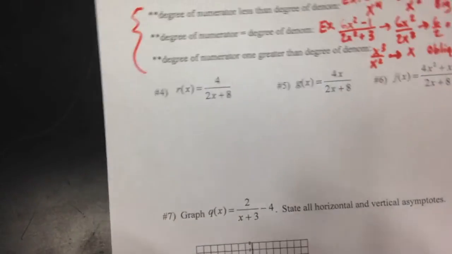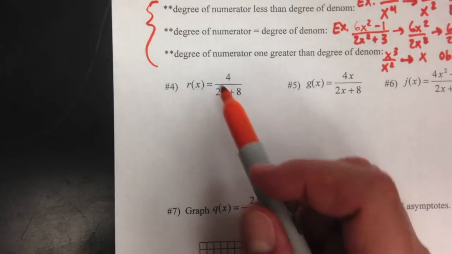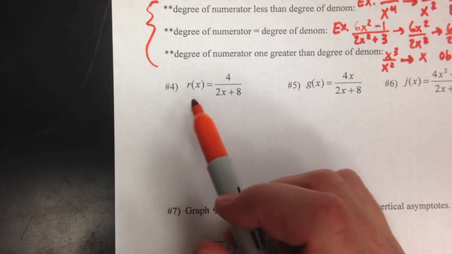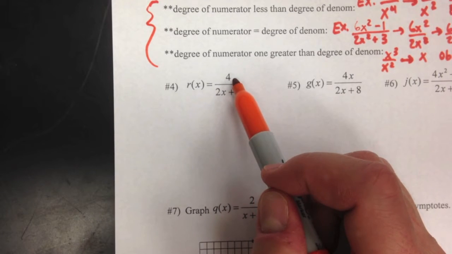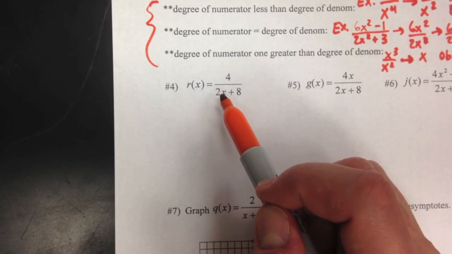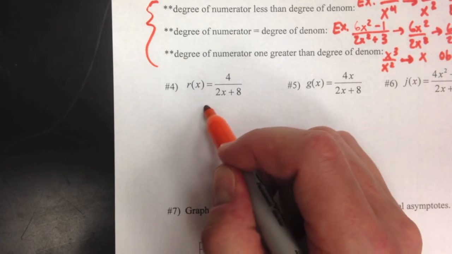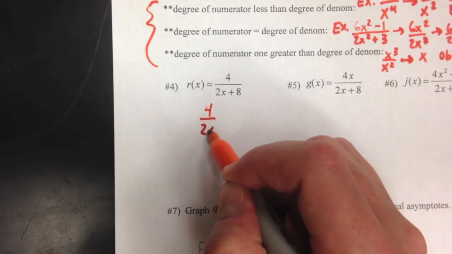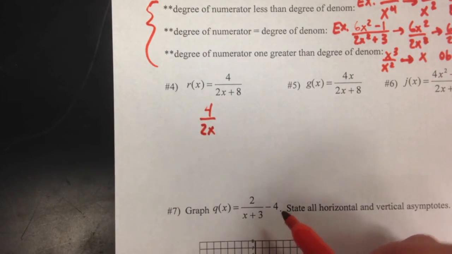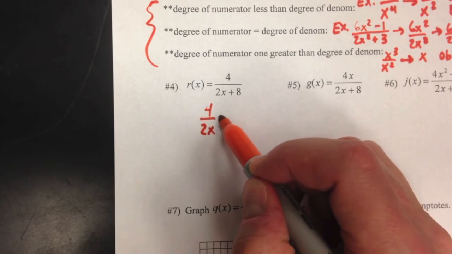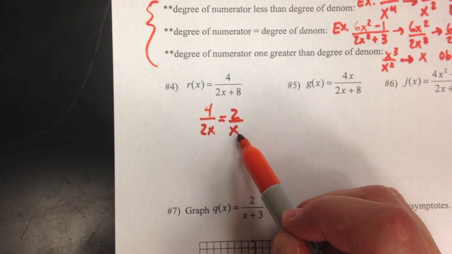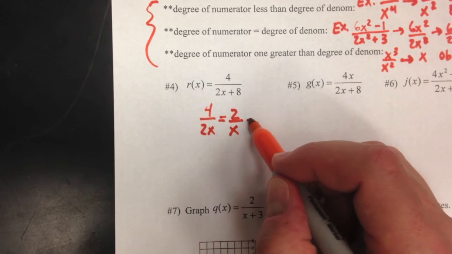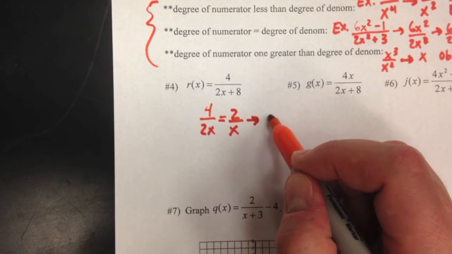All right, so let's look at a couple examples to demonstrate this. The first one, number 4, the degree of the top. There's no x here. That's like x to the 0. So 2x is in the bottom. I'm only going to look at the lead terms. So 4 over 2x, and I can reduce that. That's 2 over x. But as x gets really big or really small, that's going to approach 0.